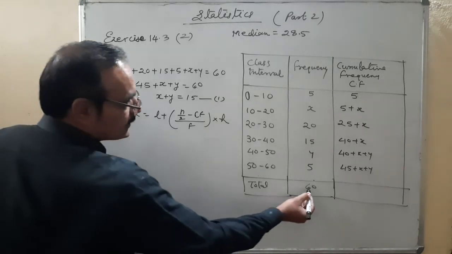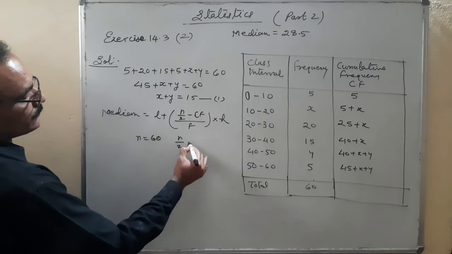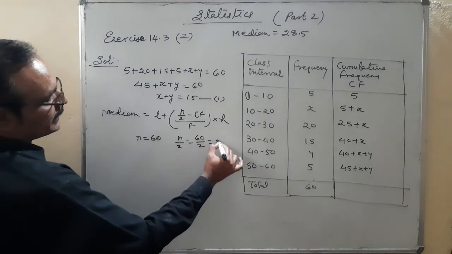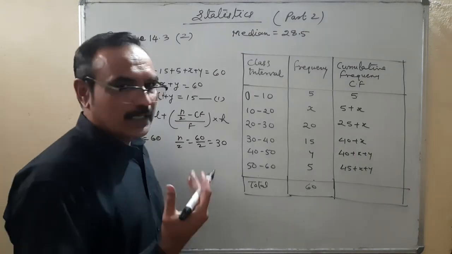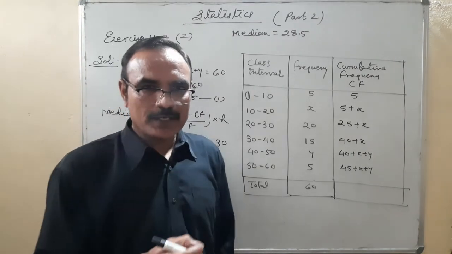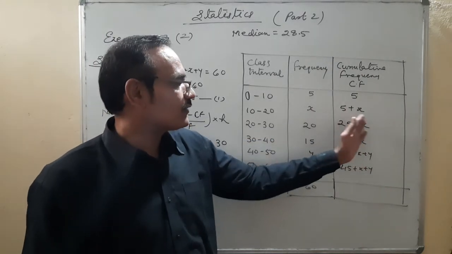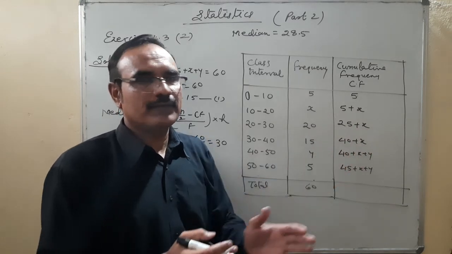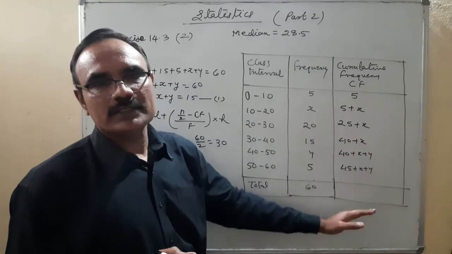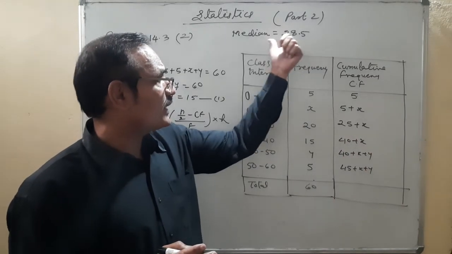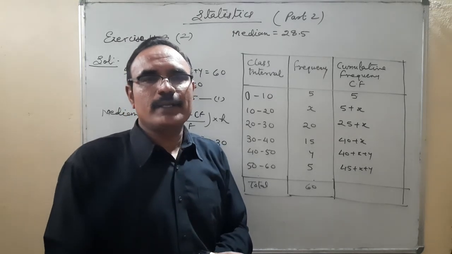So you'll see that this 60 is n, n is equal to 60. We need n by 2. 60 upon 2, what is it? It is 30. And generally we look for the number in CF which is just bigger than 30. But here, with 5 plus x, 25 plus x, it is very difficult to analyze which number is greater or which one is less. But all these things are not required here because directly the median is given as 28.5.